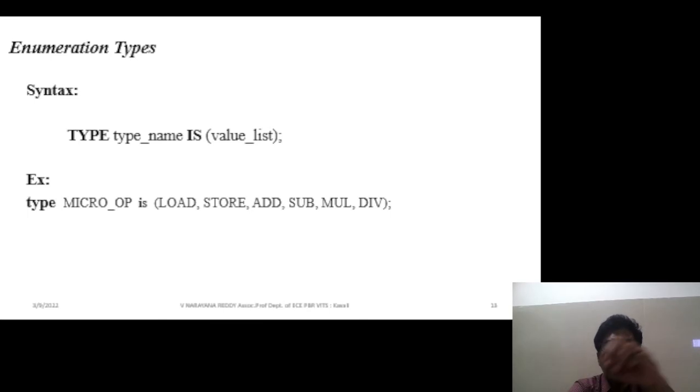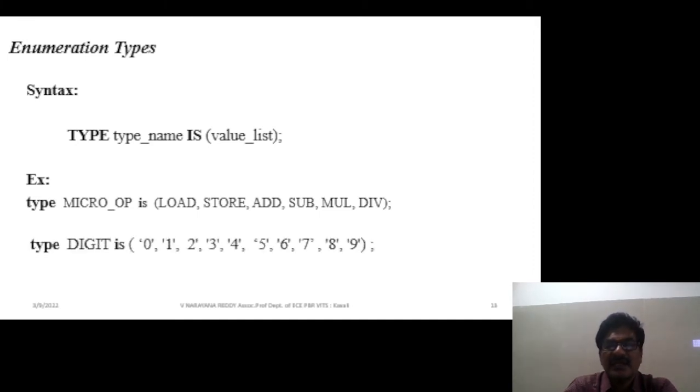Any object which is declared under the micro operation data type can accept one of these 6 values: load, store, add, sub, mul, division. That is the meaning. Like that the user can declare his own data type.